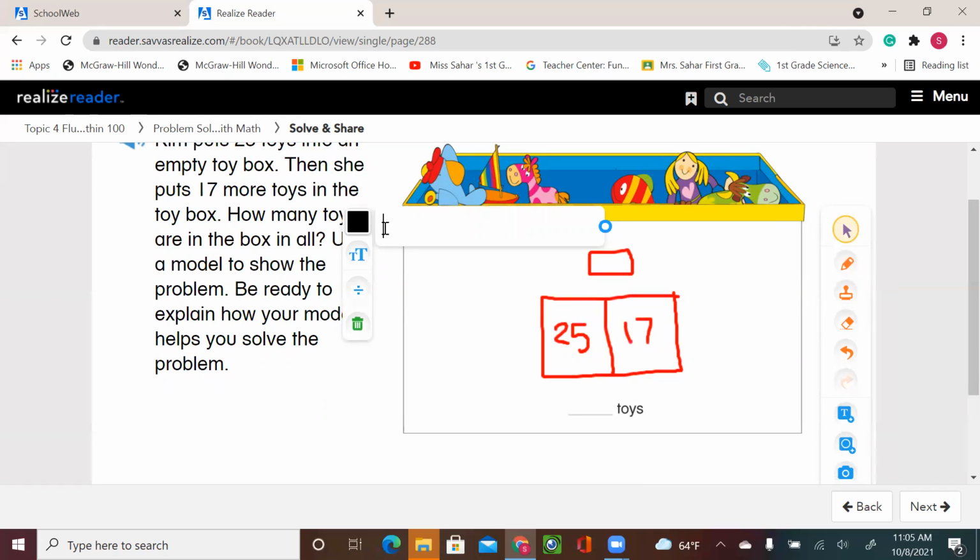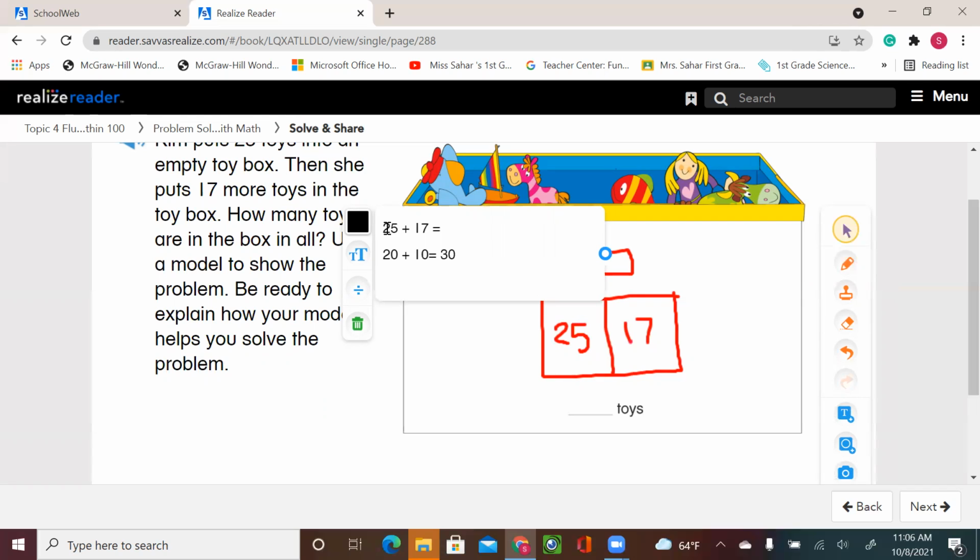So now I'm going to write my equation, 25 plus 17 equals. And I go down, I'm going to add the tens. So 2 tens means 20. That's for the first addend. And then 1 ten from the second addend, that makes 10. 20 plus 10 equals 30.